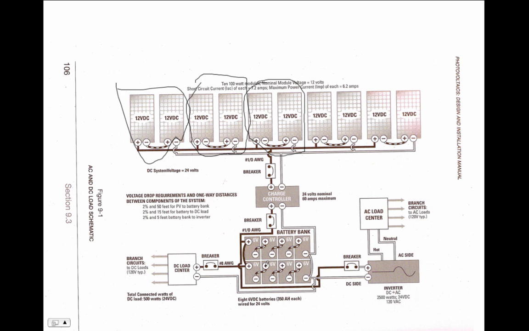Then we take another set of 4 batteries and connect them in a series string. And then we connect the 2 of those series strings together in parallel to get twice the amp hour capacity of each battery string, into this battery bank at 24 volts.